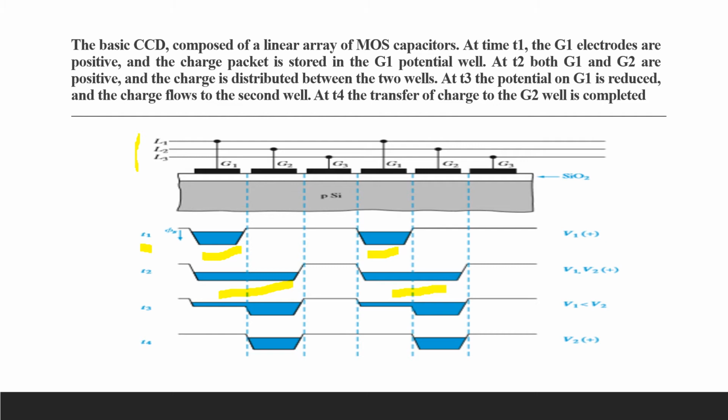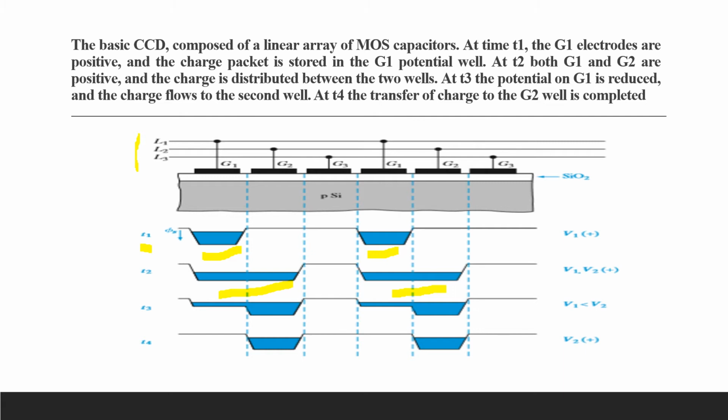It is easy to visualize this process by thinking of the mobile charge as similar to a fluid which flows to equalize its level in an expanding container. This fluid model continues at t3 when V1 is reduced, thus decreasing the potential well under G1. Now charge flows into the G2 well, and this process is completed at t4 when V1 is equal to 0.